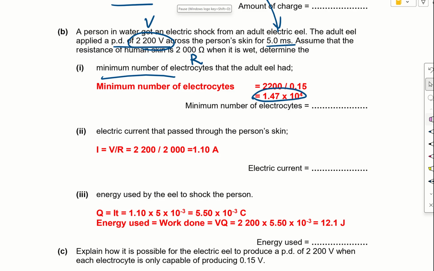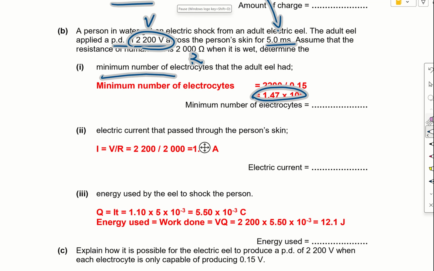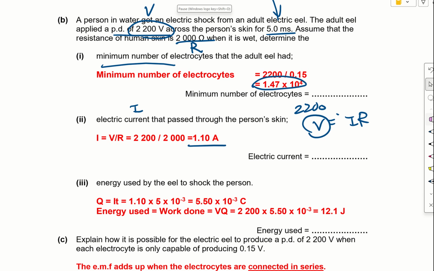Okay, now what's the electric current that passed through the person's skin? So this you have to actually interpret from the question using V equals IR. Okay, the V is actually the 2200. The current is the one that we are asked to find, and we are also given the resistance of 2000, so you'll get 1.10 ampere.